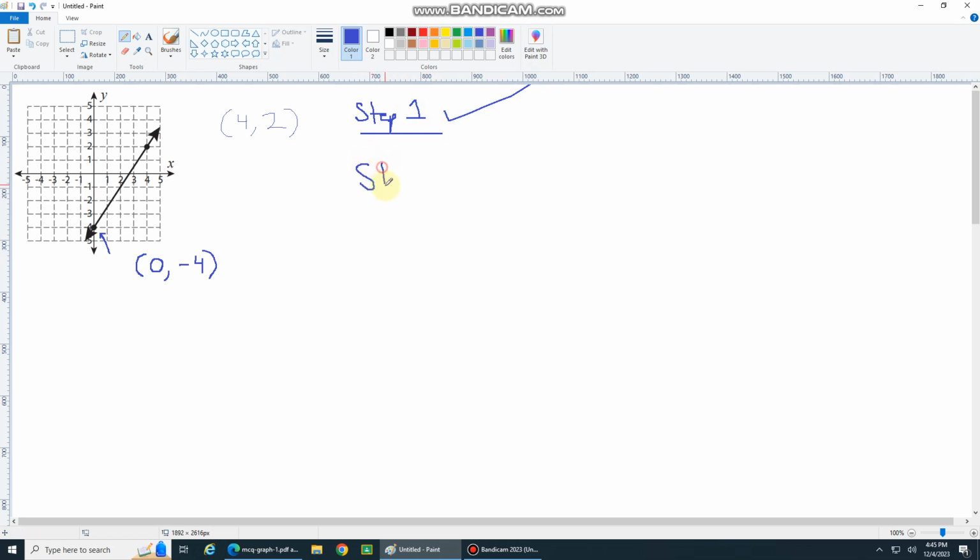Step two. Now what? What are we going to do with these coordinate points? Well, we want our equation to look like this. Y is equal to mx plus b. And of course, just as a reminder, m stands for the slope of the line, the angle, you might say, and b stands for the y-intercept, the point at where the line cuts into the y-axis.